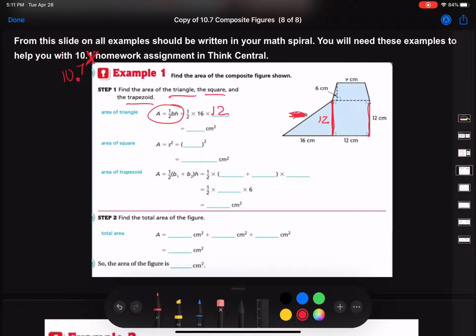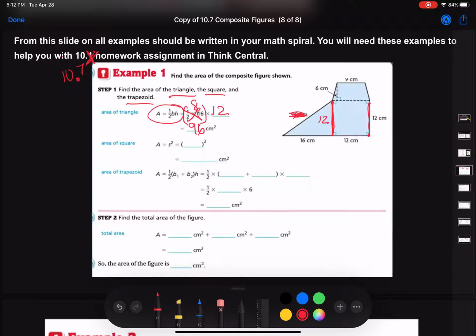So now we just need to go through and solve this. Probably what I would do is I would actually simplify the 1/2 times 16. So 1/2 times 16. In other words, you're dividing it by 2, you're halving 16. So this makes 8. So then you just need to tell me what 8 times 12 is, which is 96.